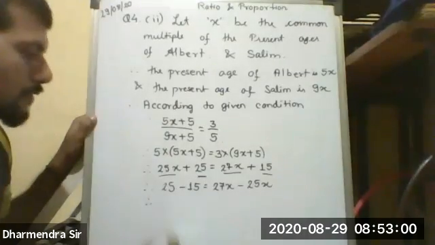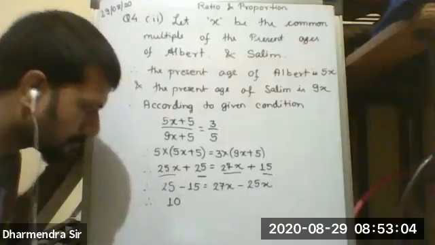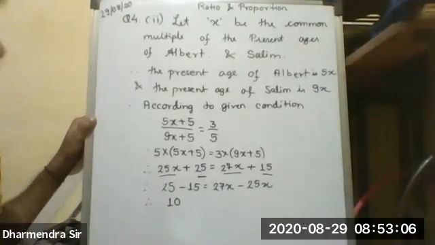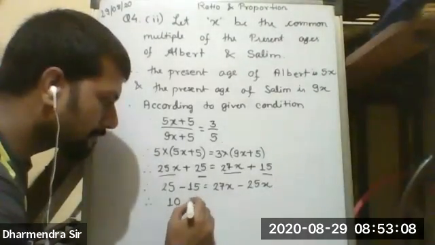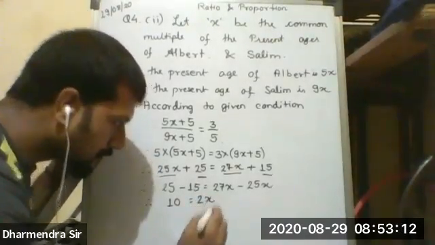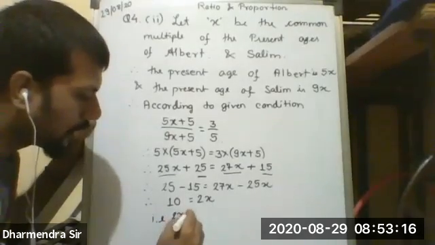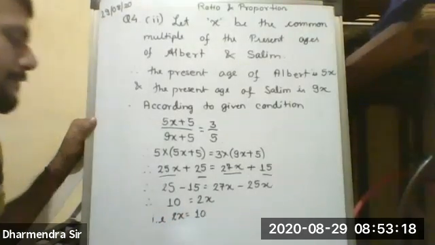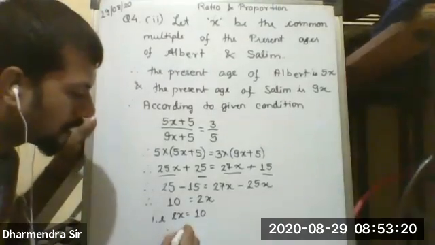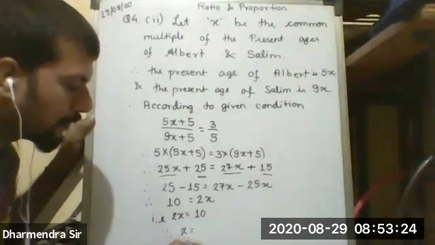Therefore 25 minus 15 is 10, and here 27 minus 25 is 2x. That is, 2x is equal to 10. So therefore x is equal to 10 divided by 2.